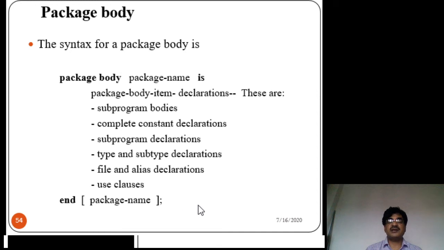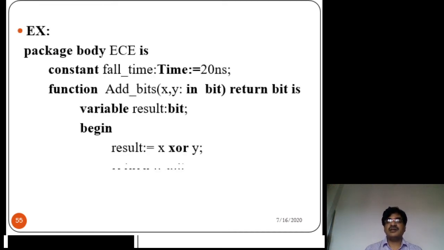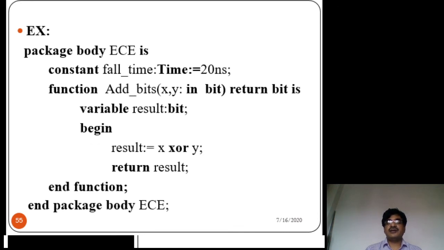So that is the necessity of packages and their syntaxes and examples. I think the package body also has an example here with the name package name. That is ECE. It has 2 declarations: one complete constant declaration with the value assigned, and another one is the function body. So that is about the packages.